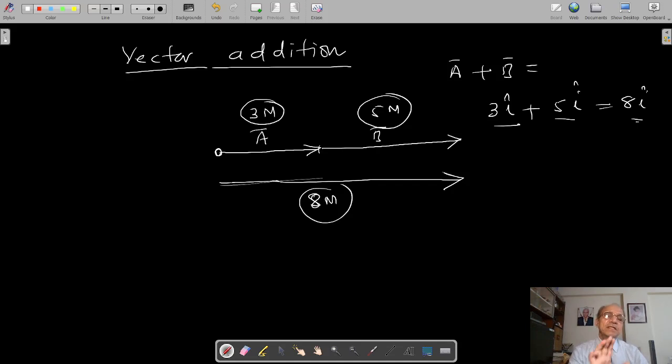Addition means the combined effect of both the vectors A and B, which we have to add. That is the meaning of the word addition. In this case, both the vectors were in the same direction.